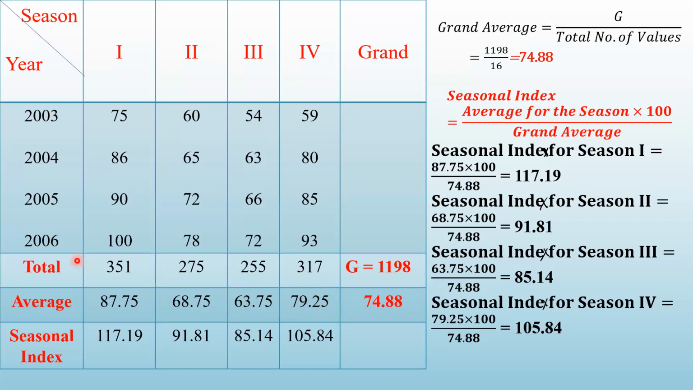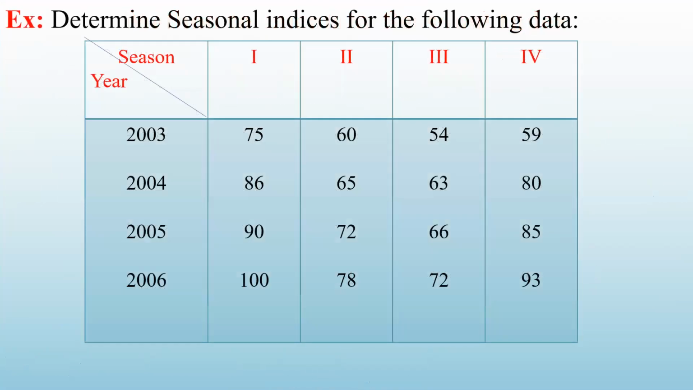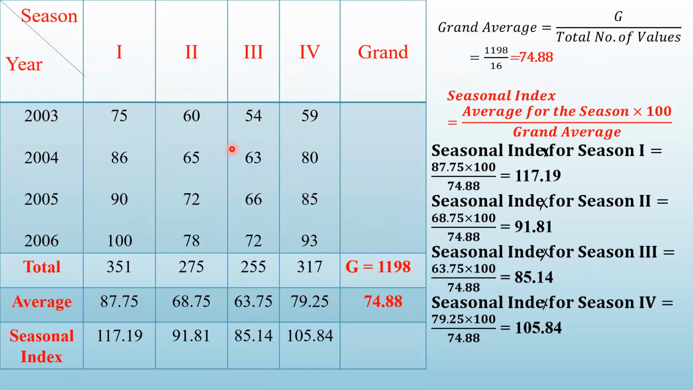So in this way, you can find out the average for each season. So we have done the second step, find the average. Now we also have to find the grand total and grand average. So G is the grand total. Grand total means the sum of all these numbers.